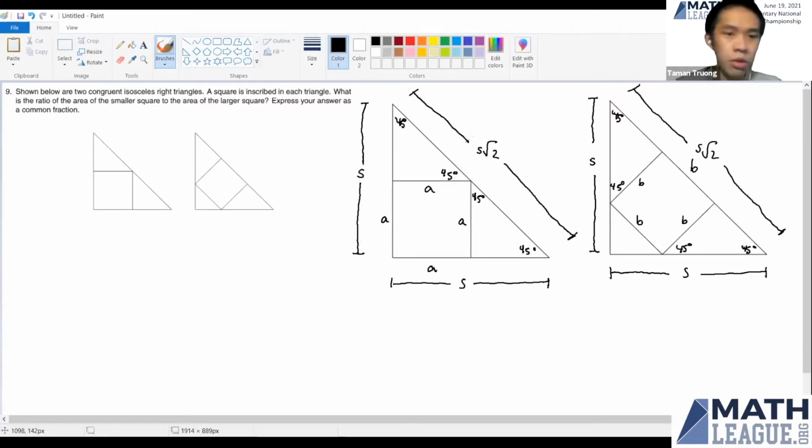Shown below are two congruent isosceles right triangles. A square is inscribed in each triangle. What is the ratio of the area of the smallest square to the area of the larger square? Express your answer as a common fraction.